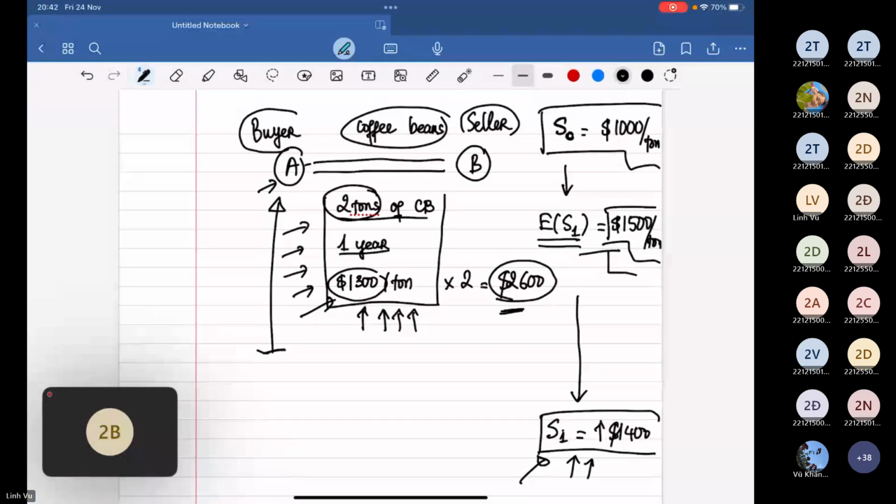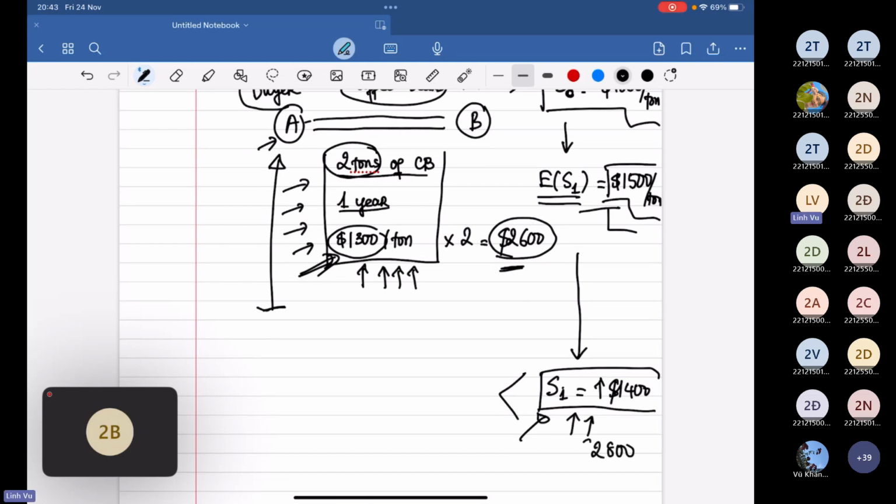No one answers me. Okay, so if we compare the contract price and the market price, you can see that the contract price now is less than the market price. So obviously, the buyer of the goods in this case benefits from the contract because they only have to pay the contract price, which is lower than the market price. Therefore, instead of paying $2,800 for 2 tons of coffee beans in the market, party A only has to pay $2,600. And therefore, party A is generating a gain from the contract.